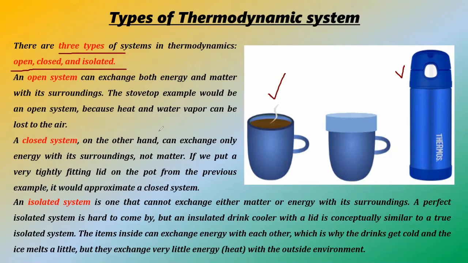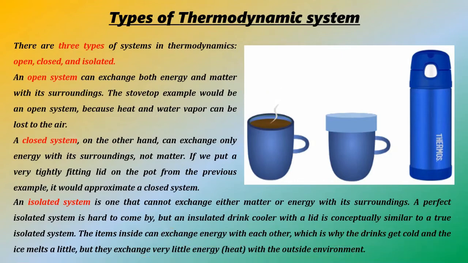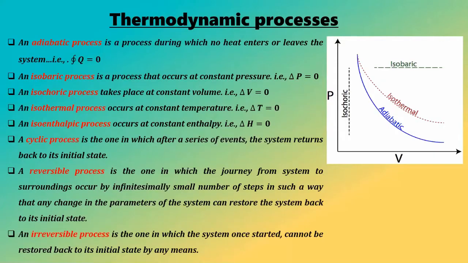Now let us see what these people are saying. If we put a very tight fitting lid on the pot, we have discussed that. So an isolated system cannot exchange either energy or matter. Fine, a perfect isolated system is hard to come by, but an insulated drink cooler, which has a lid, is close. Items inside can exchange energy with each other, which is why drinks get cold and ice melts a little, but they exchange very little energy with the outside environment. That is, they're considered to be isolated compared to the outside environment.